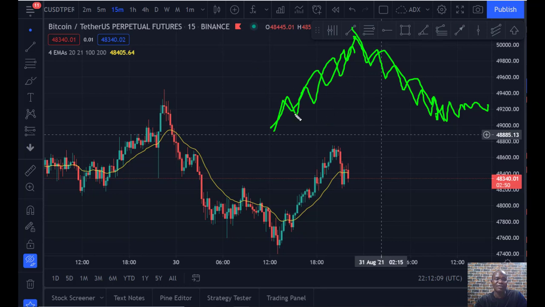And how do you identify this easily? Using this 20 moving average. You can see, anytime the moving average is going up, that means the trend is going up.